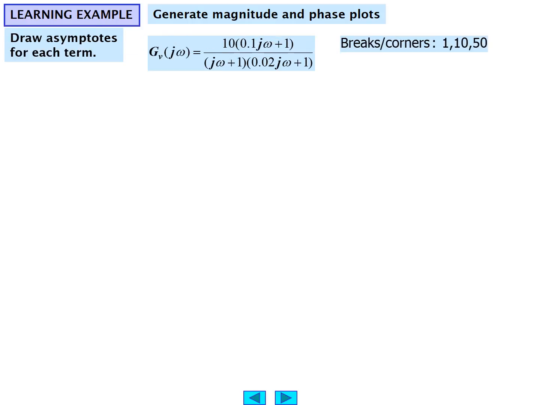Now what we can see is, because they're all in standard form, plus 1 in all the terms, we're going to have breaks or corner frequencies at 1, 10, and 50. 1 comes about from the term j omega plus 1, because when omega equals 1, we will have a break or corner frequency. The 10 comes about from the term 0.1 j omega plus 1, because when omega equals 1 over 0.1 or 10, we'll have a break or corner frequency. And finally, when omega equals 1 over 0.02, that's 50, and we'll have our third break or corner frequency.